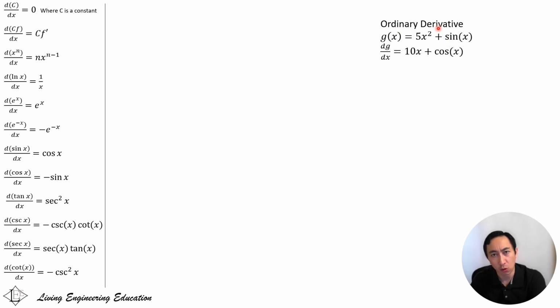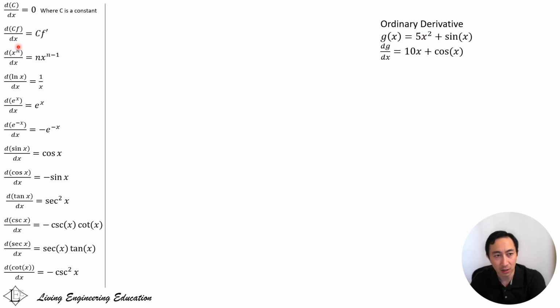Since I'm looking for the ordinary derivative, I can focus on looking at dg dx, right? So regular d, so this is the ordinary derivative. And so I can take the derivative of 5x squared with respect to x. So I have a constant 5 times x squared. So I can break it up with this rule that we saw. So the constant times the derivative. So it's basically 5 times the derivative of x squared.